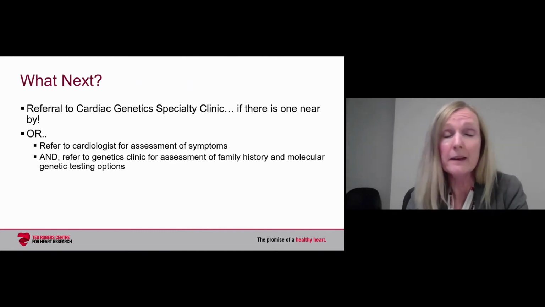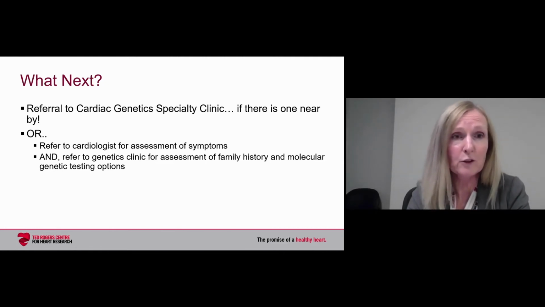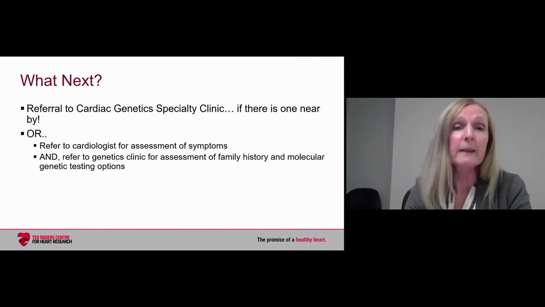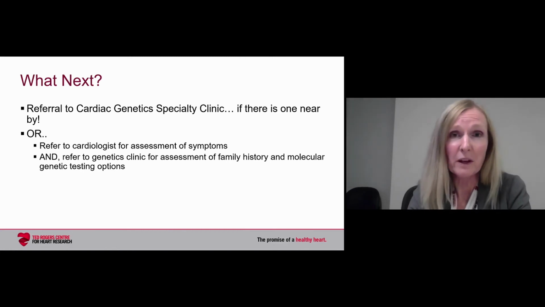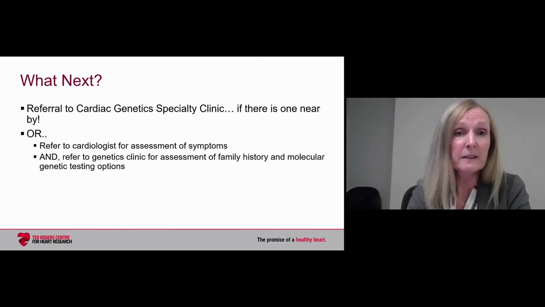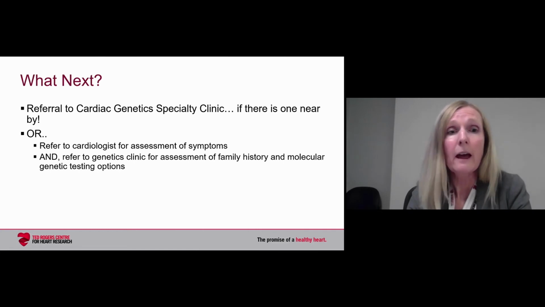So what next? Again, thinking about genetics. Because this is complex, involving both the heart and potentially a significant family history, you would want to think about referring him to a specialty clinic, a cardiac genetics specialty clinic, if there is one nearby. We're fortunate in Toronto that we have many options. However, if this is not the case, first and foremost, you would want to refer to the cardiologist for assessment of symptoms and think about referring to a genetics clinic for assessment of the family history, as well as thinking about molecular genetic testing options.